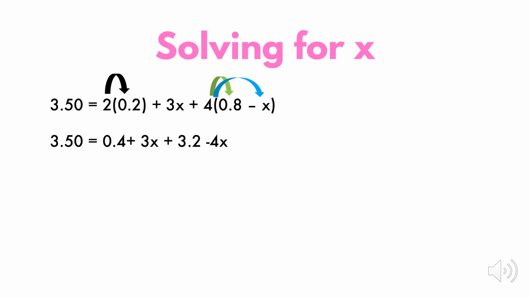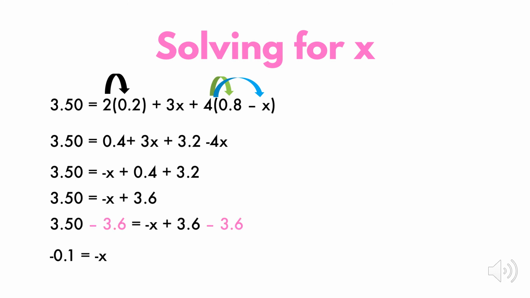Next step, to combine the like terms, so I'll combine the x's. So 3x minus 4x leaves me with 3.50 equals minus x plus 0.4 plus 3.2. Now I need to simplify the expression, so I'll do 0.4 plus 3.2. And here I am, I've got 3.50 equals minus x plus 3.6. Finally, if I subtract 3.6 from both sides, there we are, that'll leave me with minus 0.1 equals minus x. And that means that x is 0.1.